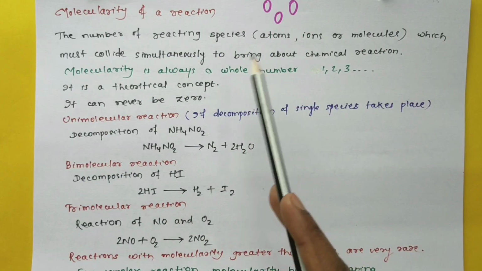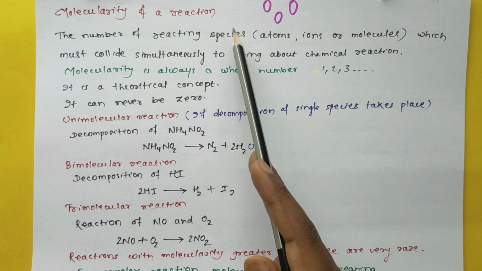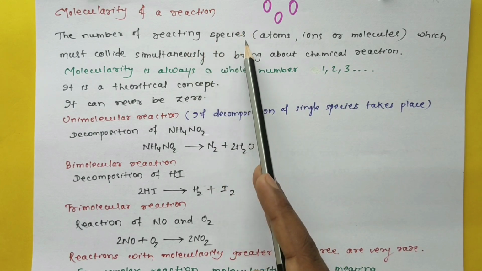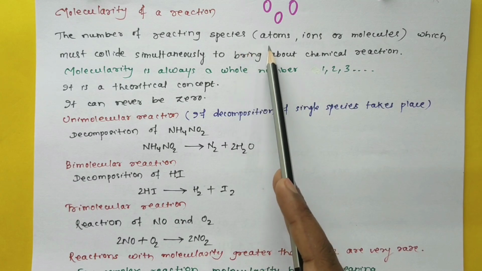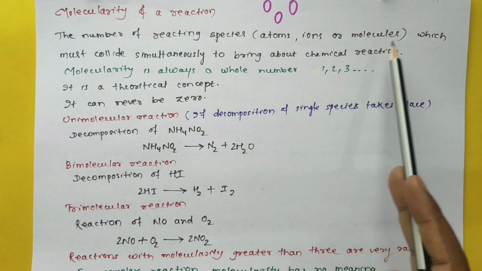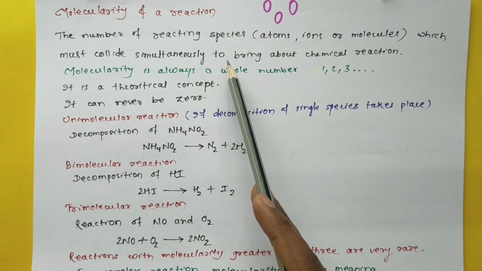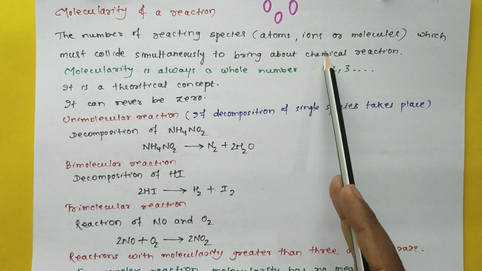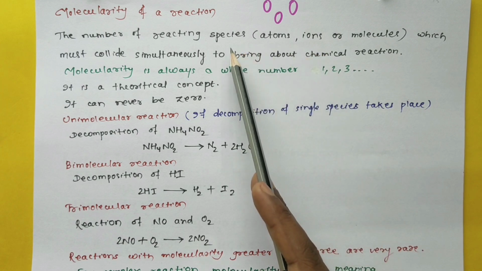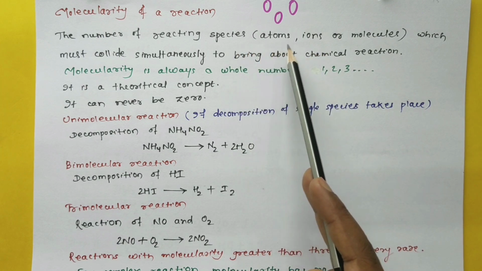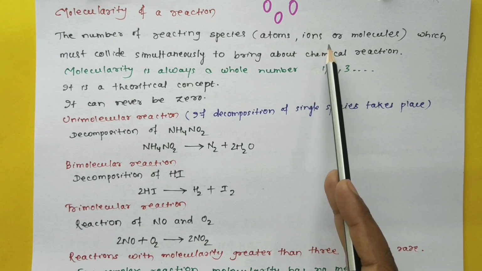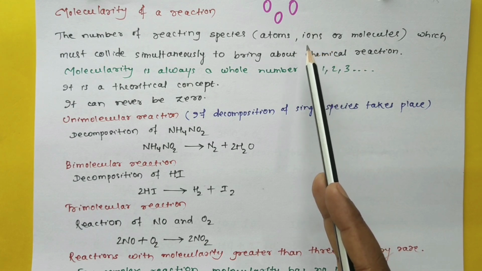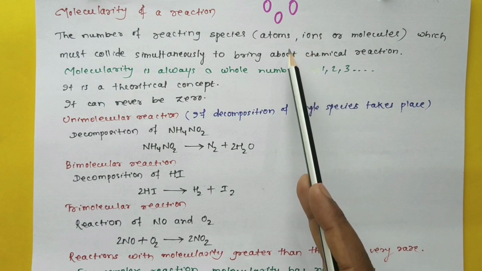Let's discuss the molecularity of a reaction. So what is molecularity of a reaction? The number of reacting species, that is atoms, ions or molecules, which must collide simultaneously to bring about chemical reaction. That means how many species, atoms may collide, ions may collide or molecules may collide, the number of species that collide to form the products.